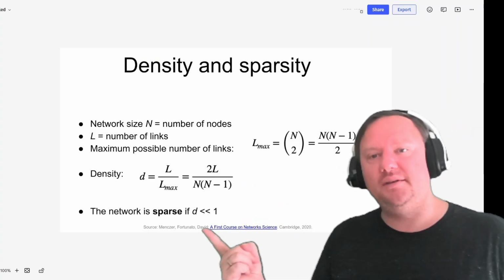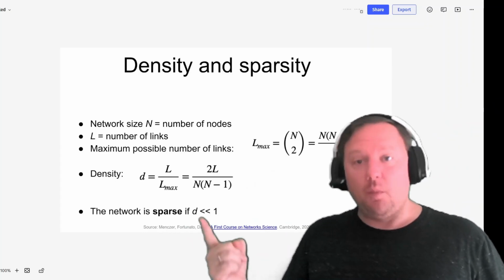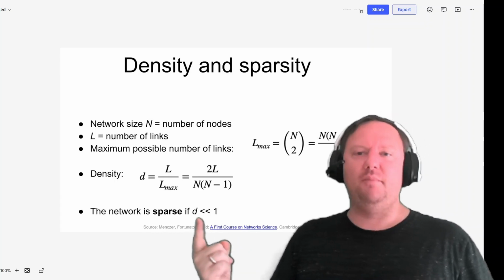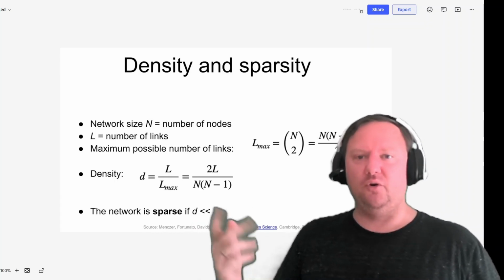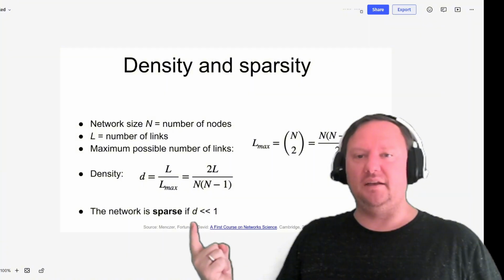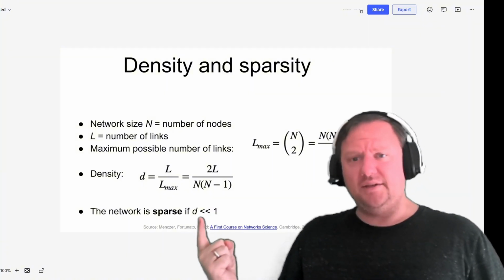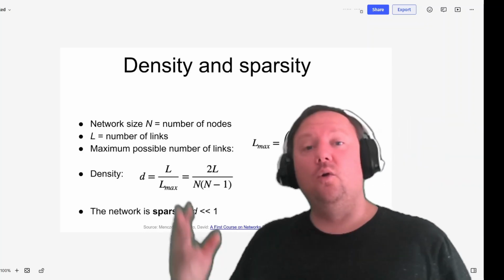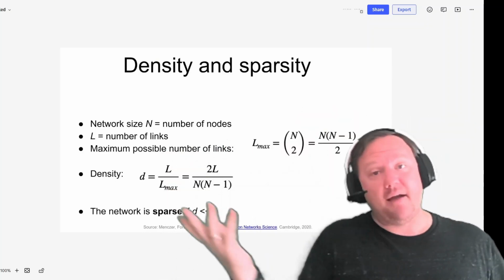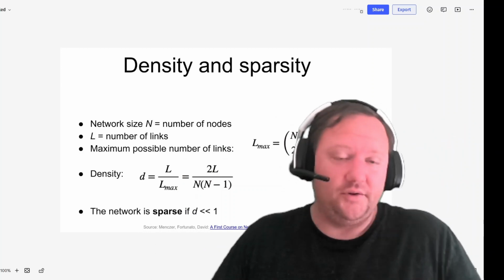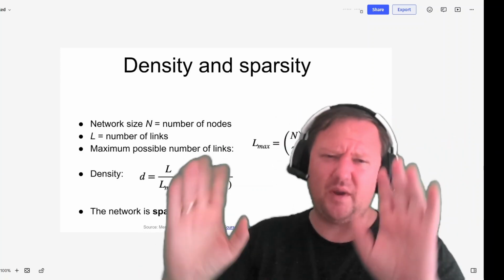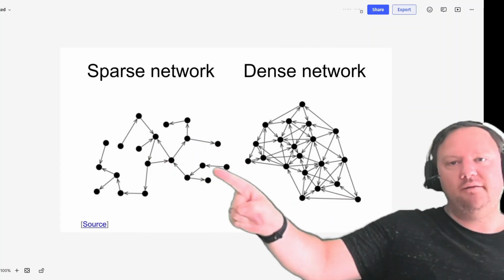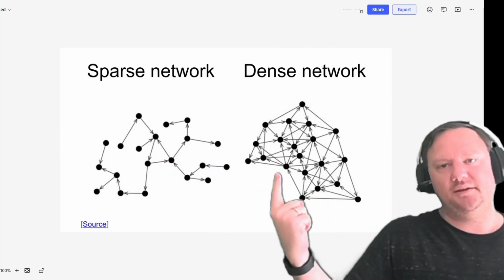And so if the density is a small number, and what do we mean by small number? You can make an arbitrary cutoff, but like I said before, this is going to be a little bit of a fuzzy thing intrinsically. In any case, if the density is close to 0, then we call it a sparse graph, or we could call it a sparse matrix if we represent the matrix with a graph. So here's a picture of a sparse network, not a whole lot of edges. Here's a picture of a dense network, lots of edges.